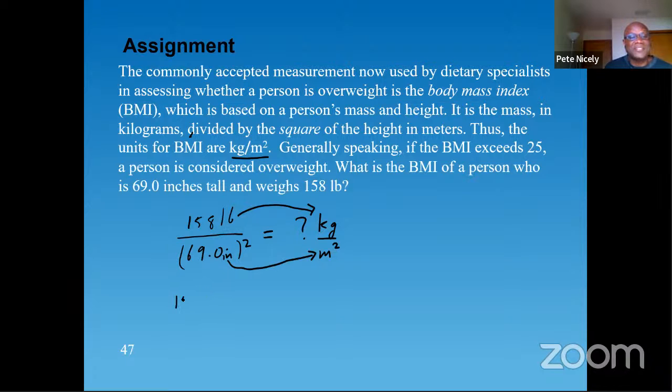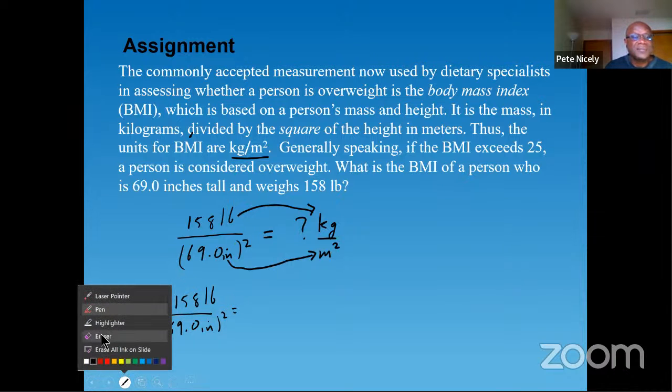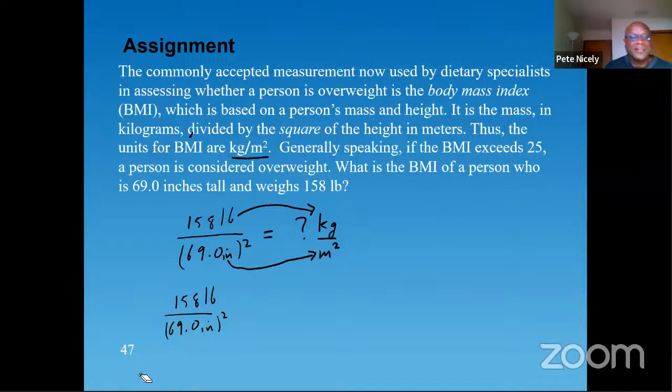So let me rewrite this here, 158 pounds over 69.0 inches squared, all right? Let me take out the equal sign here, go back to my pen. Okay, so what we need to do, and it doesn't matter which one we do first, is focus on converting from pounds to kilograms.